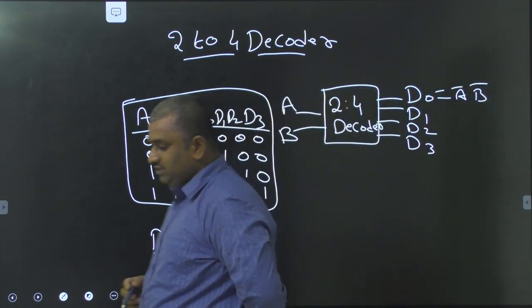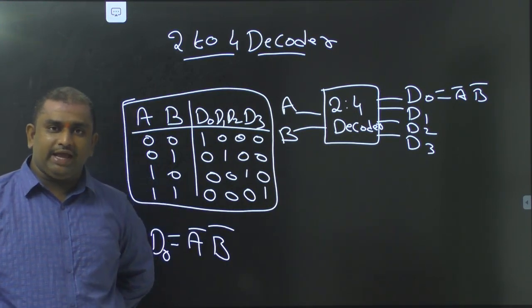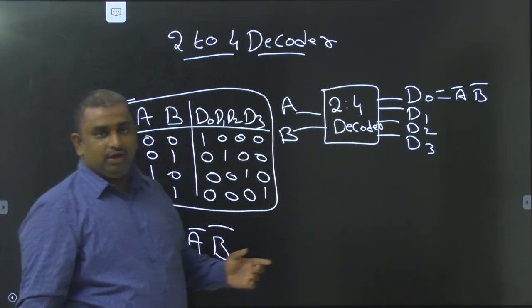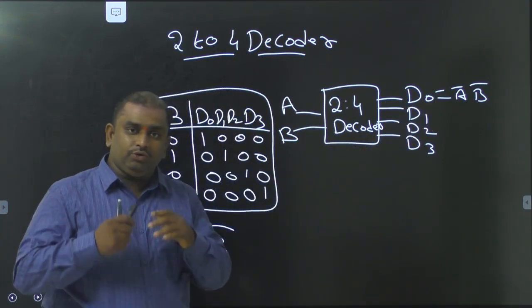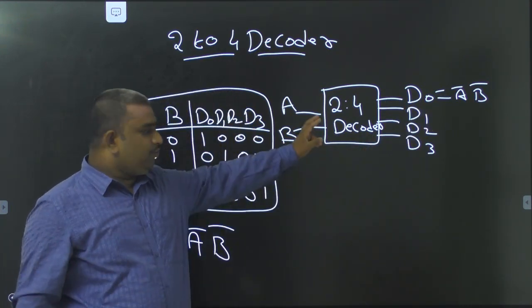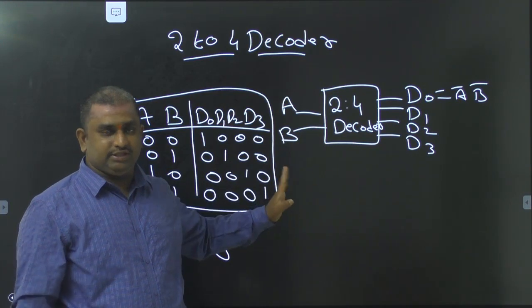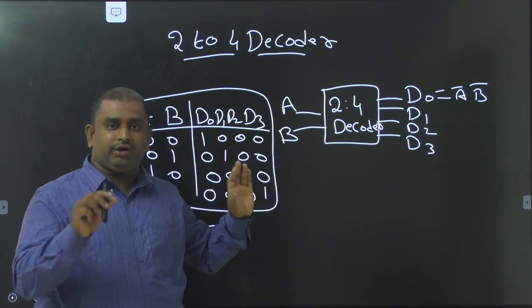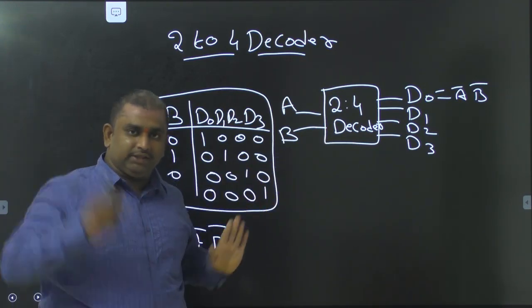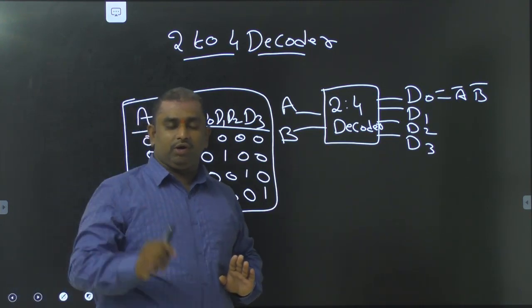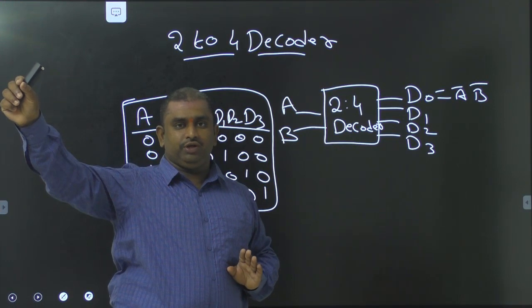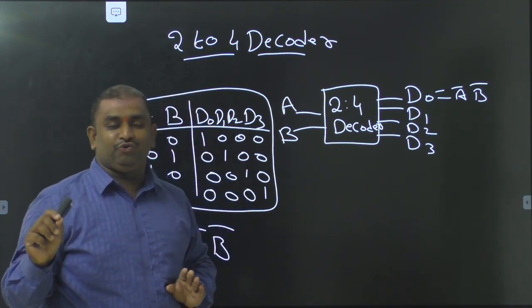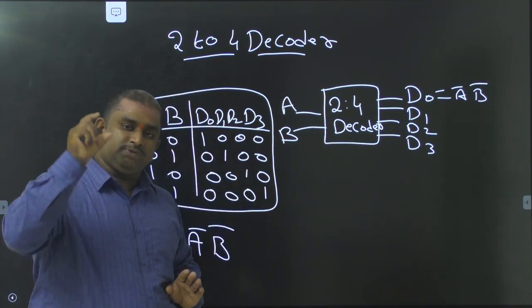Previously, when you are drawing the logic diagram of this function, for implementing D0 equal to A bar B bar, you have to draw an AND gate. Here we are not drawing any type of gates. In the market a 2 to 4 decoder is readily available, so you bring that one. It may cost 5 rupees or 10 rupees. Go to the market and ask for a 2 to 4 decoder. But don't ask for a 2 to 4 decoder by that name. It has some specific number.